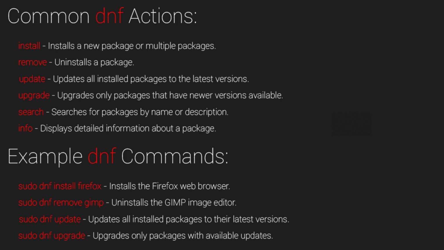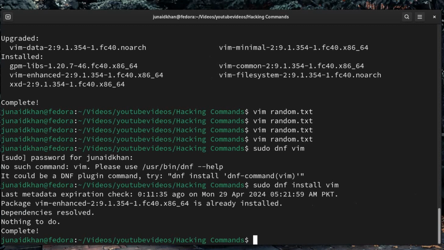Then we have search as a basic function for DNF. Search is used for searching different packages on your Linux system, and last is info. Info displays information about different packages. Let's understand a few of these commands.